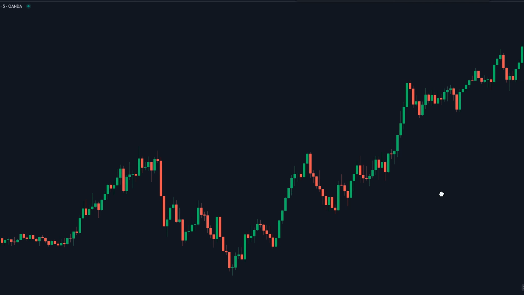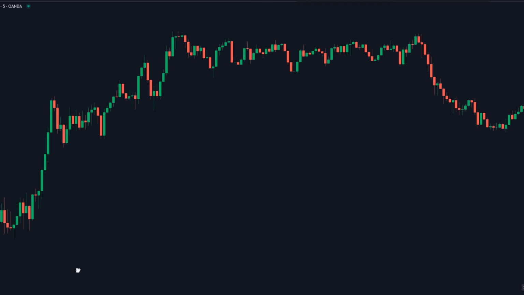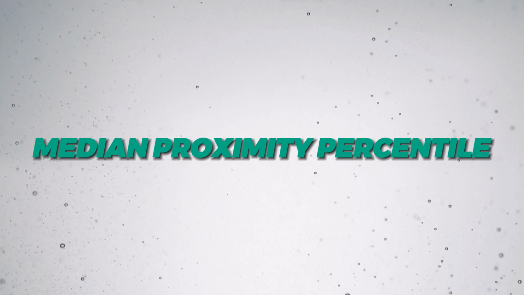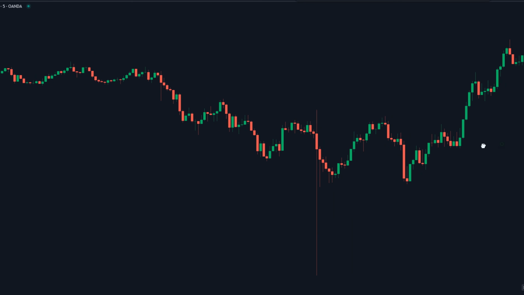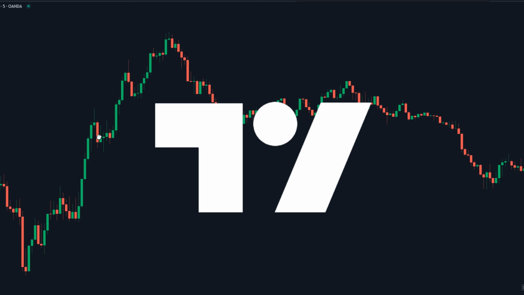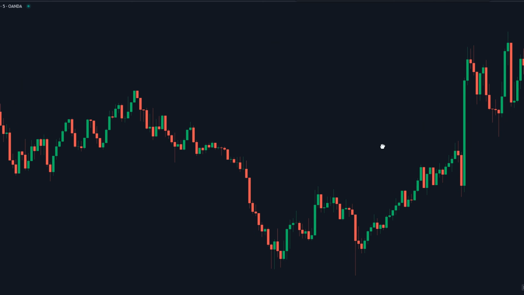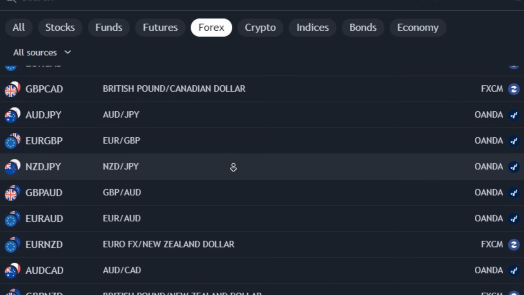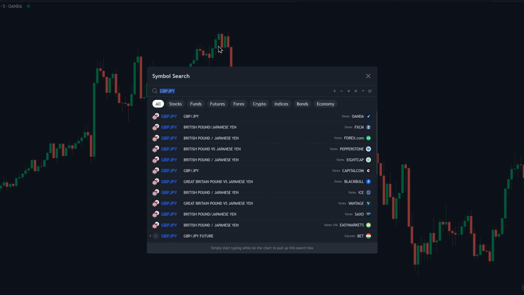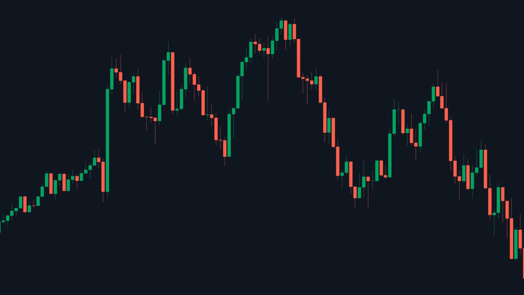Let's get into it. So, the indicator that we're talking about is called median proximity percentile. To add it to your chart, you first of all want to go to TradingView. This is the charting platform that I'm going to be using. And then you want to select any trading security that you like in any time frame. For me, I'm going to go with the 5-minute time frame of GBP/JPY.